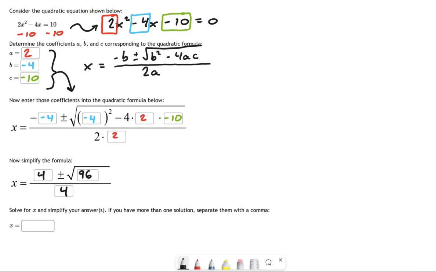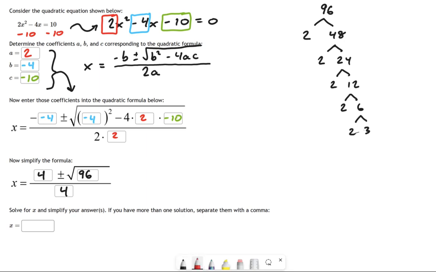Next thing I do is the square root of 96. And I get a decimal, which means rats, we're going to have to do a little factor tree business. So it's just going to take a little longer than it would have. 96 divides into 2 and 48. 48 divides into 2 and 24. 24 divides into 2 and 12. 12 divides into 2 and 6. And 6 divides into 2 and 3.